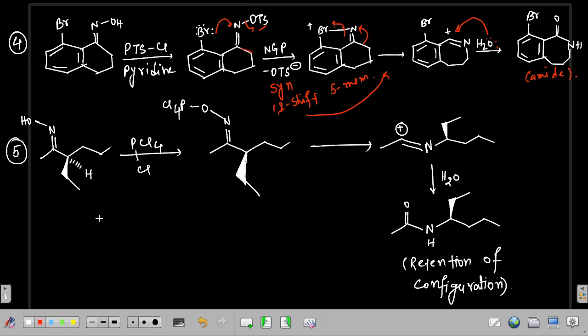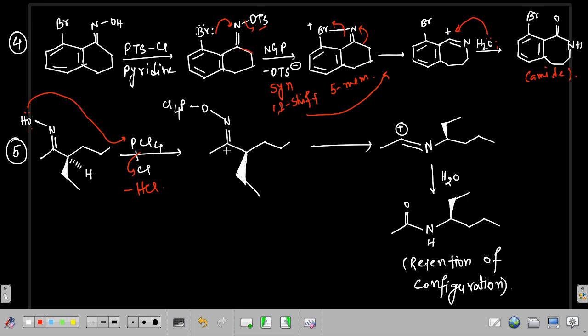Now we will see another example. As you see this OH, this is an oxime. The oxime OH will attack on this PCl5, which is a type of solid catalyst. By reaction with this PCl5 it leads to the removal of Cl, and overall there will be removal of HCl. So it will form this oxygen and phosphorus bond.